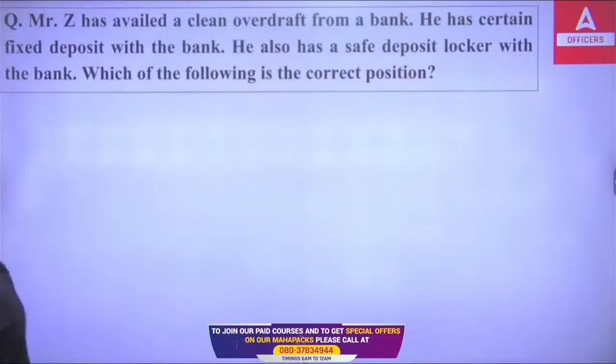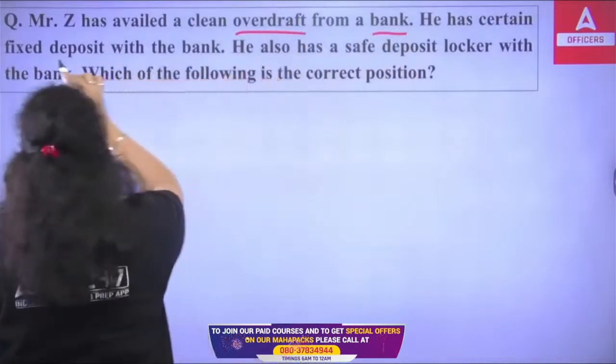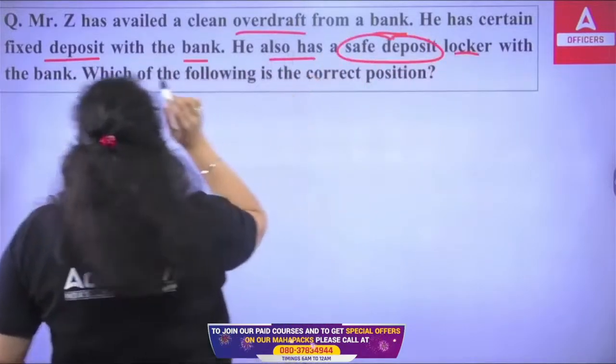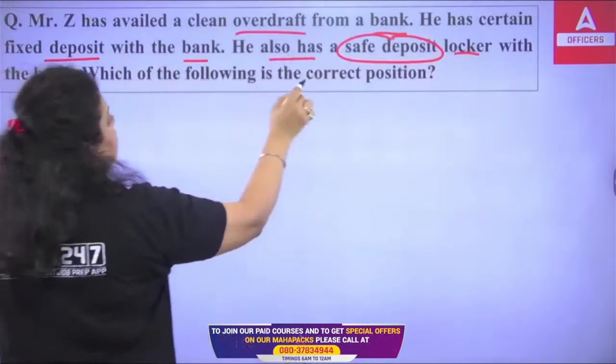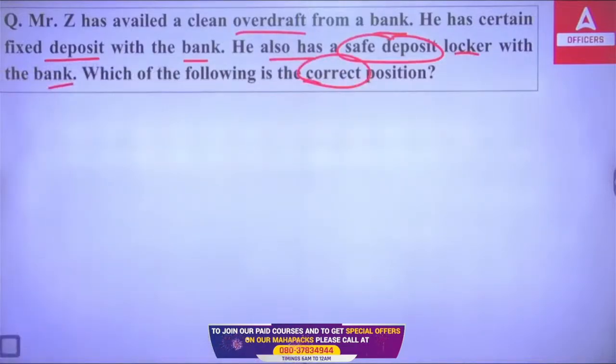It is talking about Mr. Z, who has availed a clean overdraft from a bank. He has certain fixed deposits with the bank. He also has a safe deposit locker with the bank. Which of the following is the correct position?